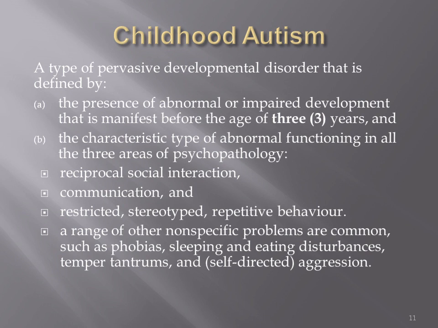The characteristic types of abnormal functioning in all the 3 areas of psychopathology are there. So reciprocal social interaction, communication, and restricted, stereotyped, repetitive behaviors. And then a range of other non-specific problems are common. For example, phobias, sleeping and eating disturbances, temper tantrums, self-directed aggression, sensitivity to noise, sensitivity to light, and sensitivity to change in environment or change in routine.